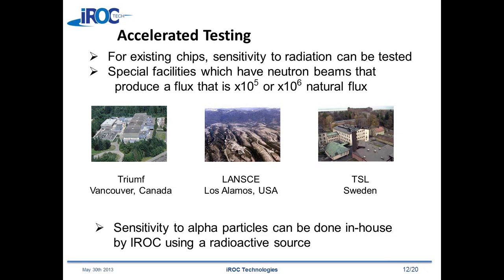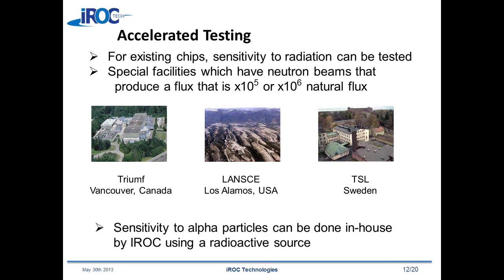You can also test for alpha particle sensitivity, using radioactive sources that you put adjacent to the die and that emit alpha particles at a much higher rate than you would naturally be exposed to. And again, that's another form of accelerated radiation testing.